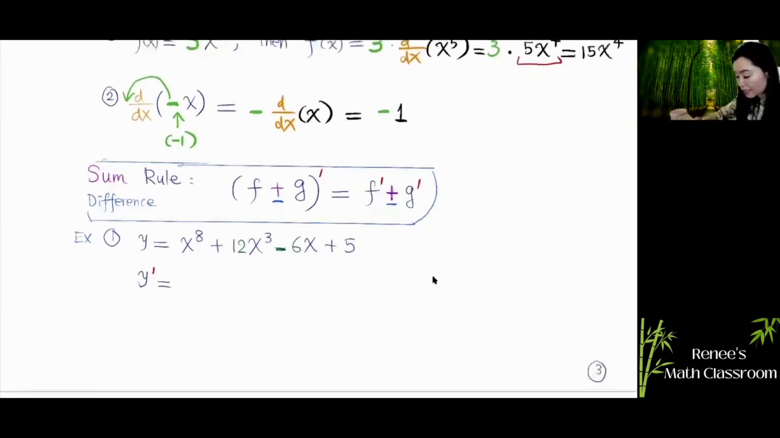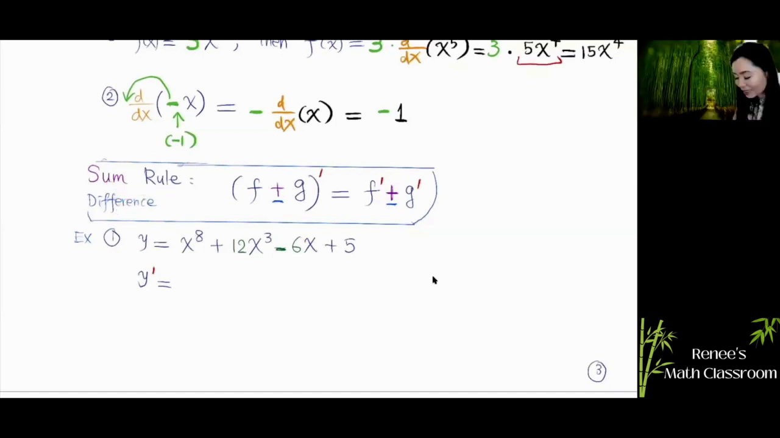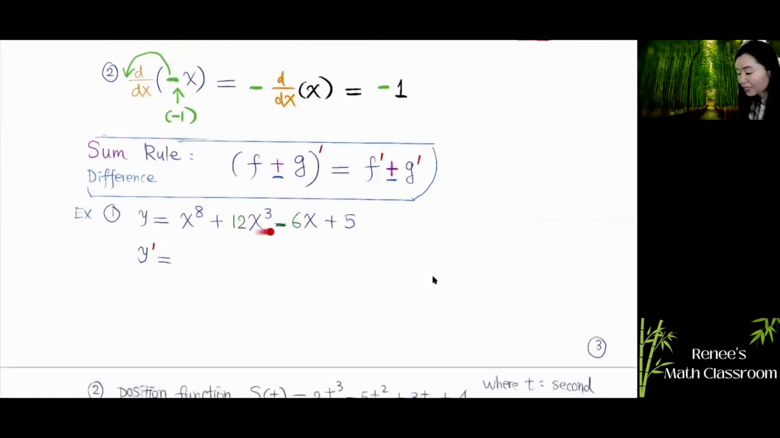So another rule, there are so many rules. Another rule is the sum rule and difference rule for derivatives. So if we differentiate the sum of two differentiable functions, then it's the sum of the derivatives. And the derivative of the difference is the difference of the derivatives. Okay? So if you look at this example, right here, we have the sum here, the difference here, right? And the sum here, and the constant multiple here and here, right?